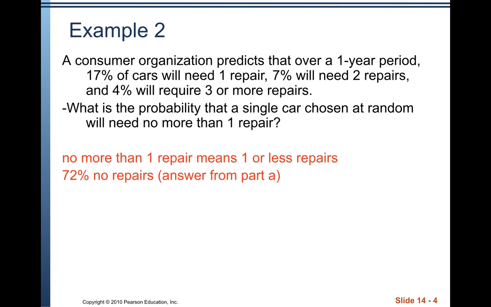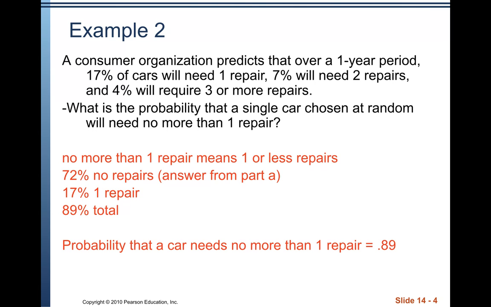So we saw that's a typo, that should say example 1. Our example from the last question, we determined that 72% of cars need no repairs. And we know from the question here that 17% of cars need 1 repair. And if I add those together, I get 89%. So 89% of cars need no repairs or 1 repair. In other words, no more than 1. Okay? So this is where that addition rule is coming in.